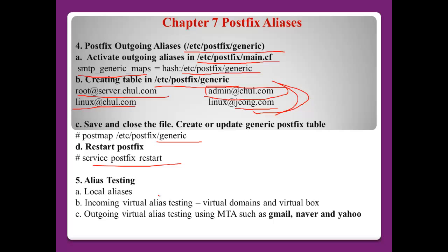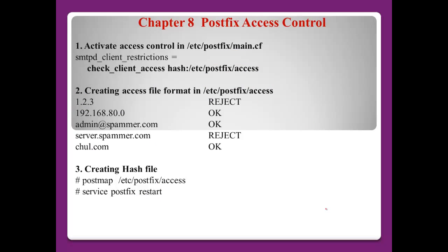So in chapter 7, postfix aliases, I explained the five things in total: local aliases, the three kinds of incoming virtual alias, and the outgoing virtual alias. For the testing, I will test the incoming virtual aliases, the virtual domain and virtual box. And for the outgoing virtual alias testing, I will also test outgoing to Gmail, Naver, and Yahoo, like this. And the chapter 8, postfix access control.